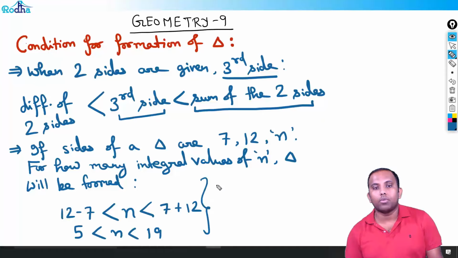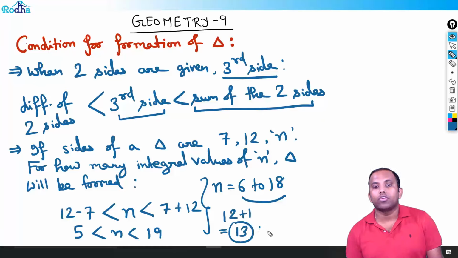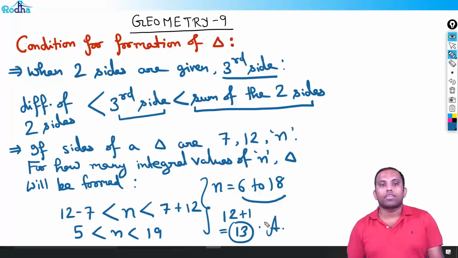Therefore, how many values can n take? n is from 5 to 19, so n can take any value from 6 to 18. How many values? Both inclusive, so it is the difference plus 1. 18 minus 6 is 12, plus 1 is 13. So 13 is the answer. n can take 13 values. So if the sides of a triangle are 7, 12 and n, a triangle will be formed for 13 values of n, that is, n from 6 to 18. Okay, now the next one.